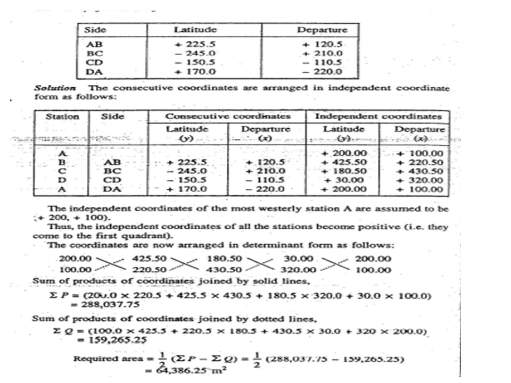Similarly, in the same fashion, we can calculate the sum of products for dotted lines, and that is stated as summation Q. And then by using summation P and summation Q, we can calculate the required area, that is summation P minus summation Q divided by 2. So we get the required area, that is 64,386.25 square meters. So this way we can calculate the area of any traverse by making use of conjugate coordinates.